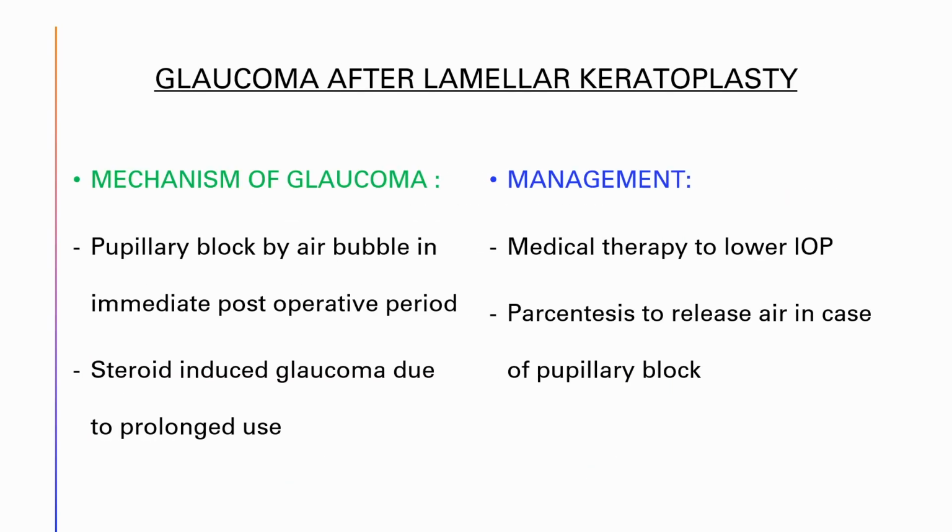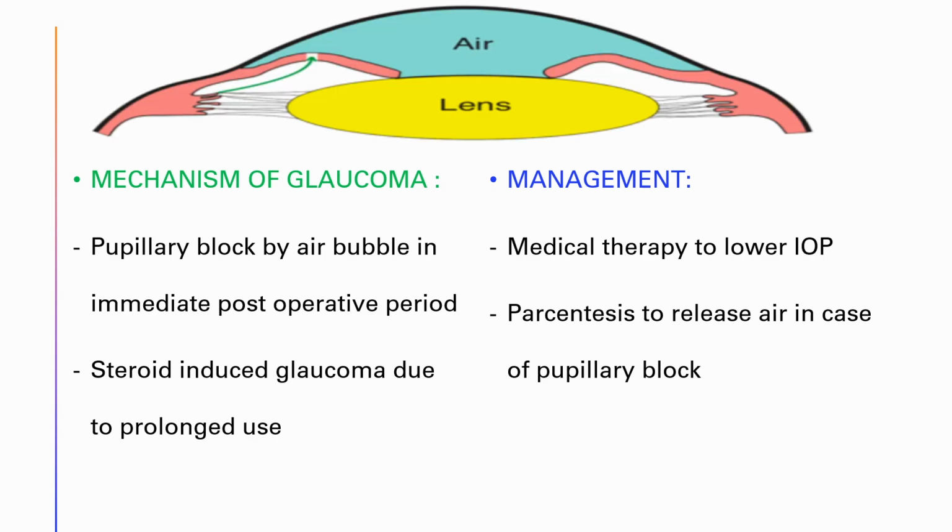Coming to glaucoma after lamellar keratoplasty, the mechanism of glaucoma development is pupillary block by air bubble in the immediate postoperative period and steroid-induced glaucoma due to prolonged use. And then the management is medical therapy to lower the IOP and paracentesis to release air in case of pupillary block. So here we can see the air that we have inserted has led to closure of the angle, and it has led to pupillary block, which further leads to increase in IOP.